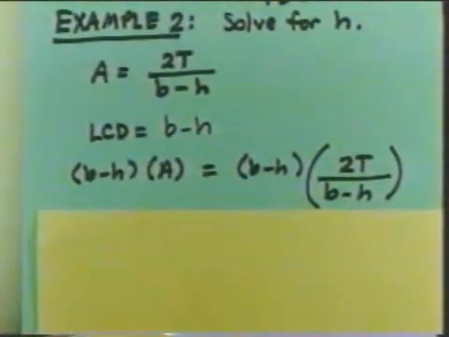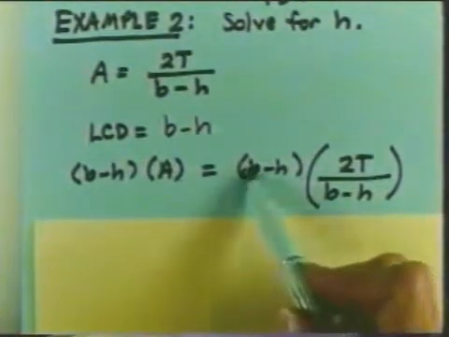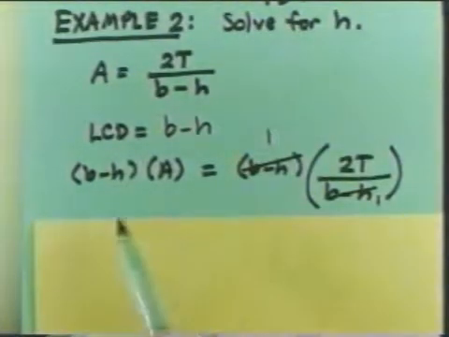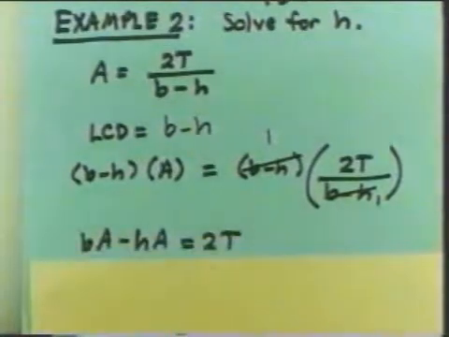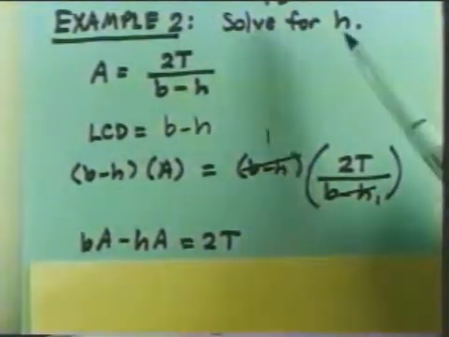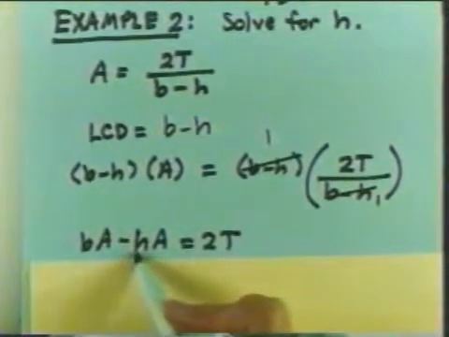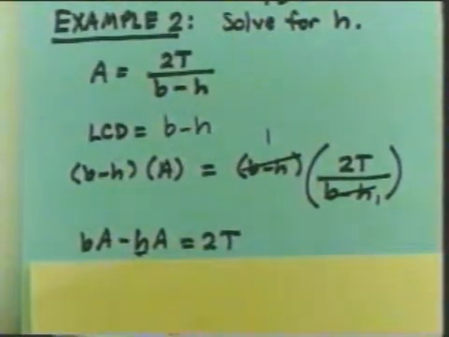Nothing cancels on the left-hand side. On the right-hand side, the b minus h cancels. And that gives us b minus h times a equals 2t. The b minus h times a distributes to give us ba minus ha equals 2t. The letter for which we're solving is h. We identify the terms which have h. Notice that h occurs only once. Here it is. So that's the letter we want to get by itself.